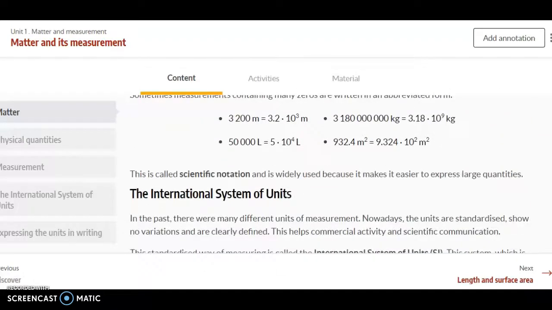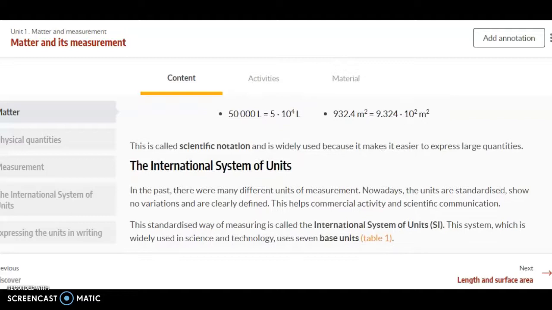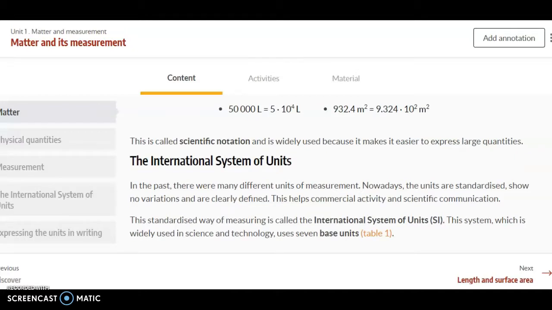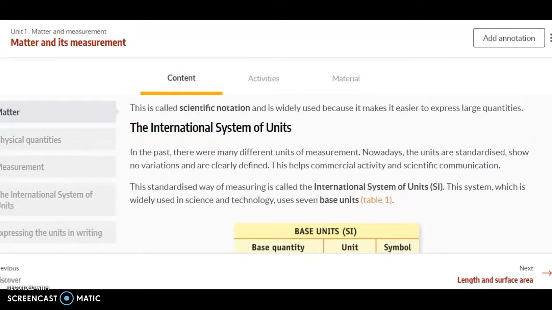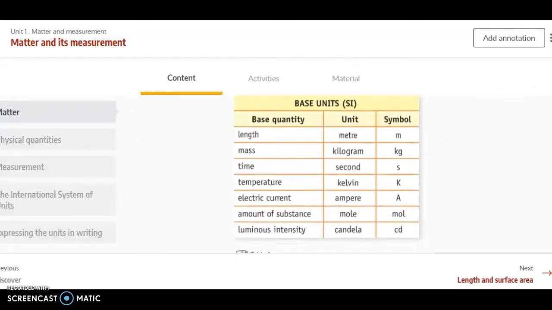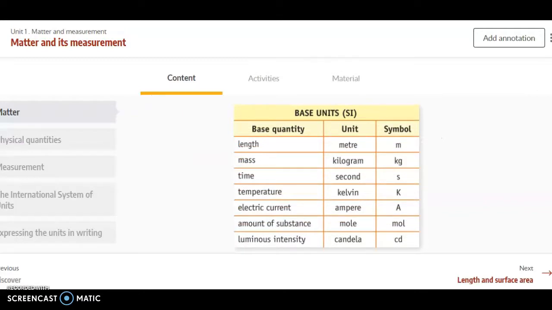We measure using the International System of Units. It's a standard way of measuring, widely used in science and technology, and it uses 7 base units. Those are length, mass, time, temperature, electric current, amount of substance, and luminous intensity. I will ask about length, mass, time, and temperature. You don't have to worry about electric current, amount of substance, or luminous intensity.